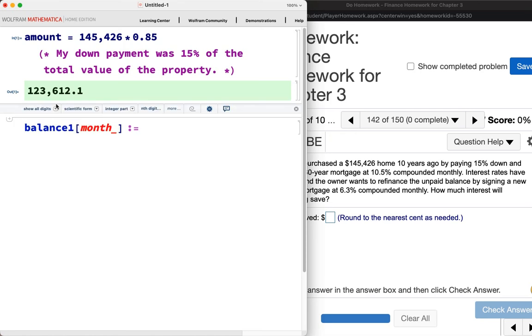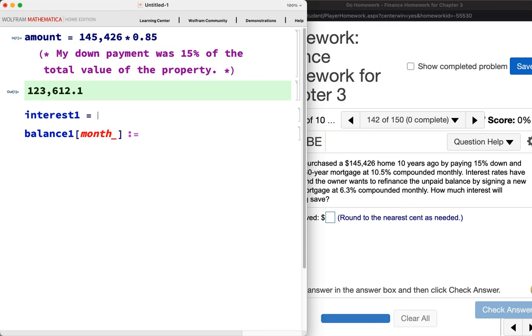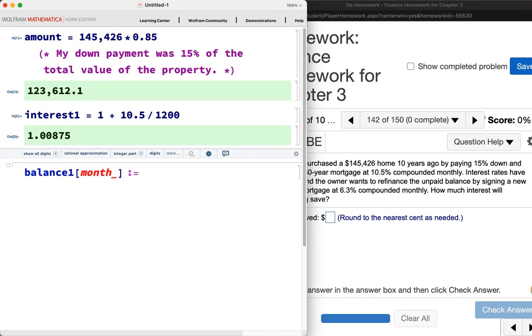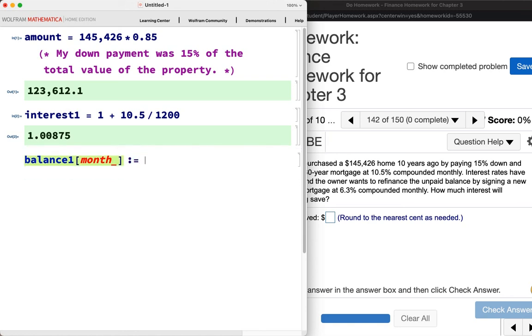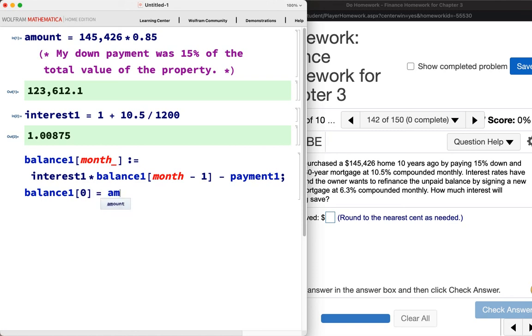And I forgot, I need my interest. Interest1 is going to be 1 plus 10.5 divided by 1200. That's 1.00875. So that's my monthly interest rate. And that's going to be interest1 times the previous month's balance, minus my payments. I'll call it payment1, that might be better. Balance1 of 0 is equal to the amount.